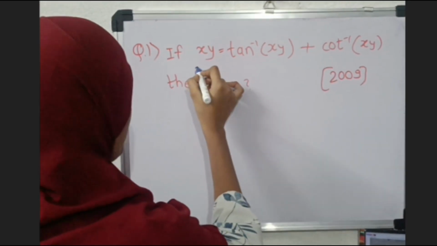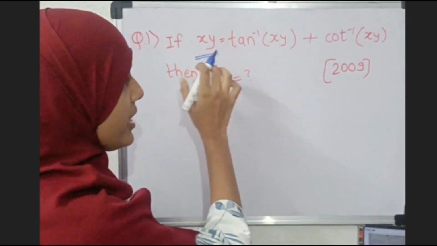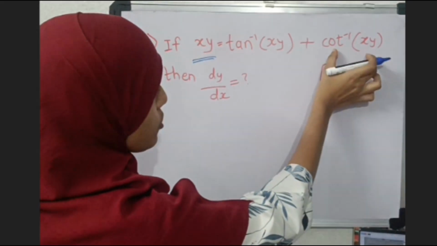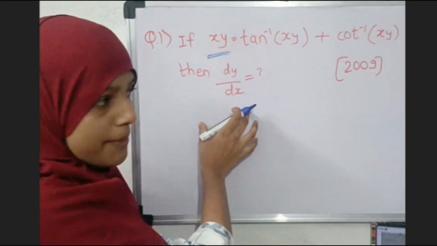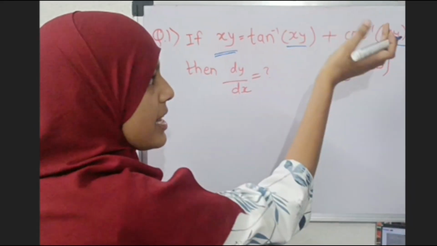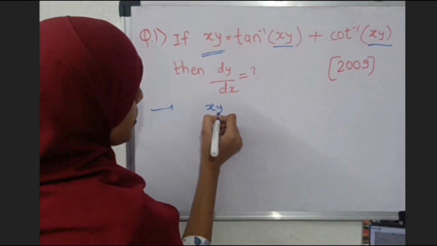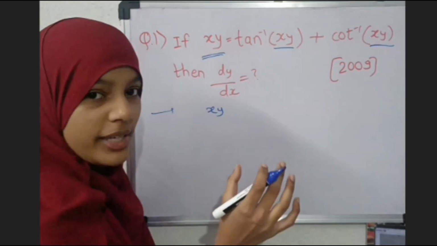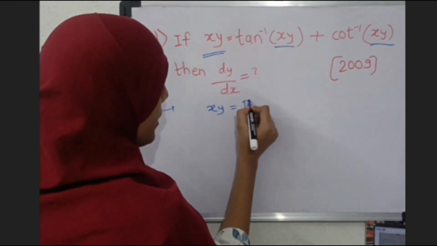So let's move towards our next question. Here we are given xy. Remember, it is x into y, equals tan⁻¹(xy) + cot⁻¹(xy). We have to find dy/dx. Here, as you can see, the angle is the same, and tan⁻¹ plus cot⁻¹ will be π/2. So not only y, but xy will be π/2.